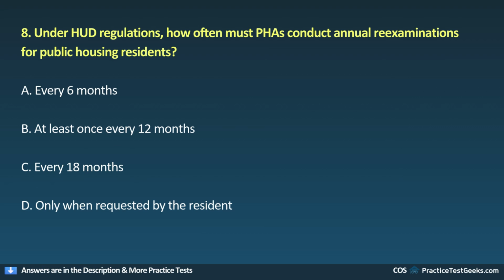8. Under HUD regulations, how often must PHAs conduct annual re-examinations for public housing residents? A. Every 6 months. B. At least once every 12 months. C. Every 18 months. D. Only when requested by the resident.